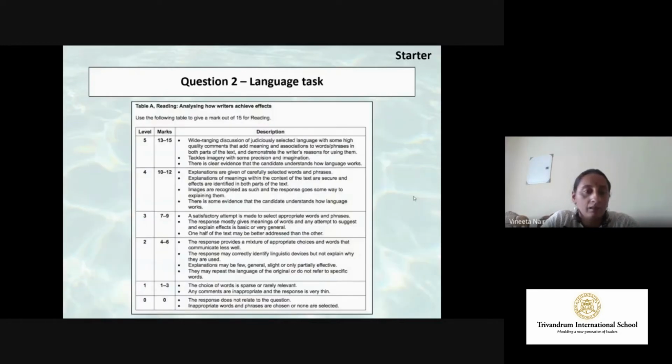So this is the rubric. This is the marking scheme based upon which all the examiners from around the world who are marking the scripts would need to refer to, and students are awarded marks based upon this. The highest being 15, the lowest being 0.